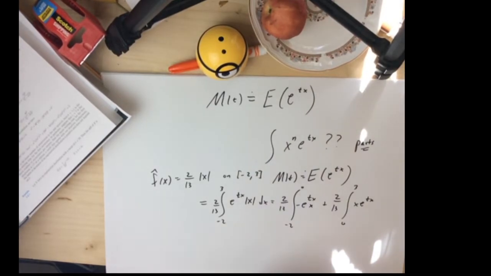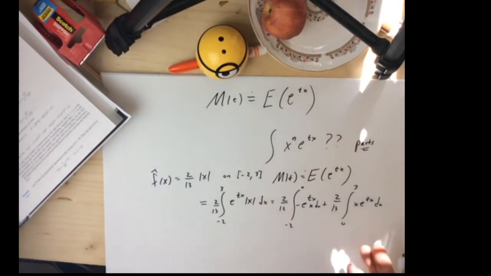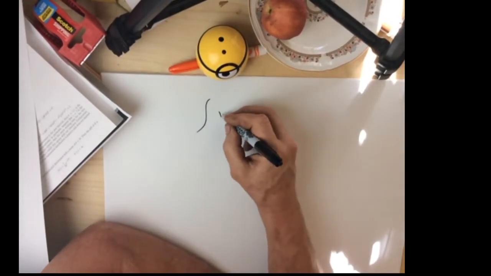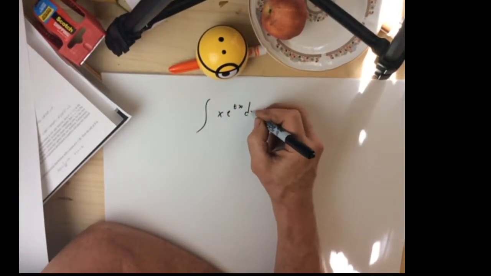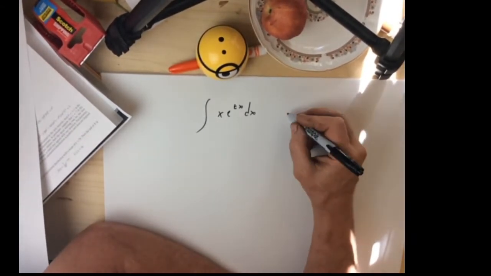Now, I should put the dx's in there. In order for us to do either of these, you need to observe that we need to have the integral of x e to the tx. So let's just set this aside and let's do the integral of x e to the tx dx, which is not really a rocket science integral, but we've got to remember parts, so we'll go over it.